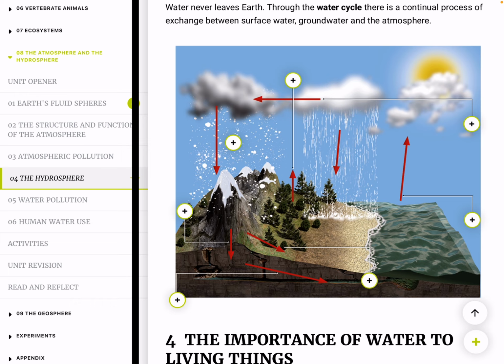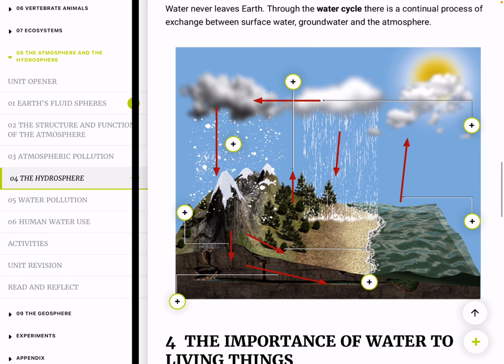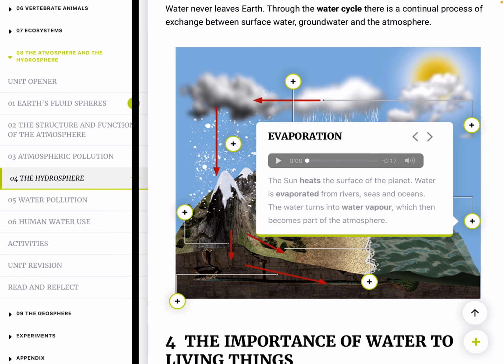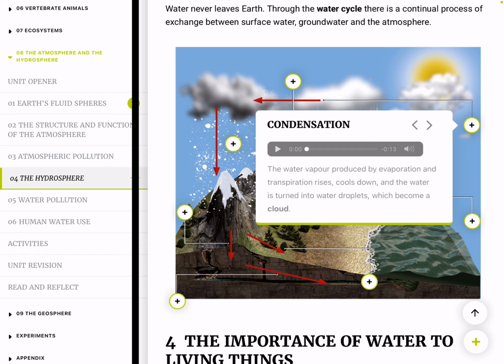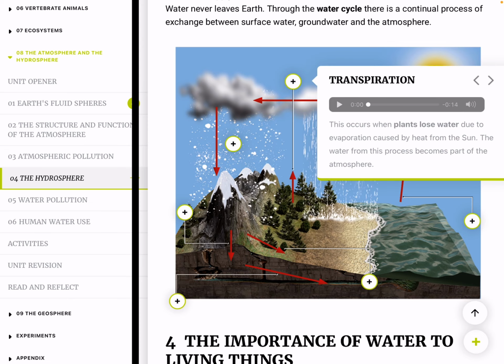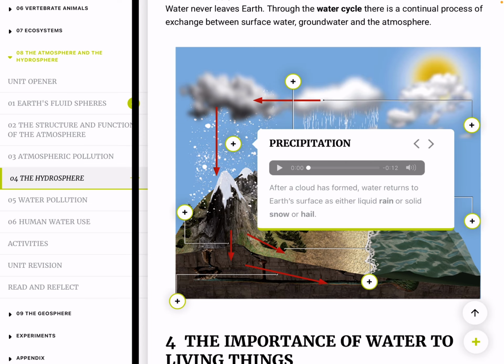Okay? So in general, we consider 6 processes involved in the water cycle. Evaporation. Liquid water changes to a gas. Then water passes from the hydrosphere to the atmosphere. Condensation. Water vapor cools down and changes to liquid, forming clouds and dew. Transpiration. Plants and animals release water to the atmosphere. Precipitation. Water in the clouds falls to the ground as rain, snow, or hail.